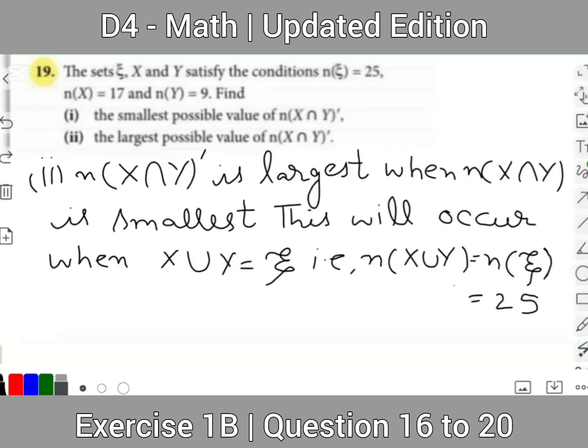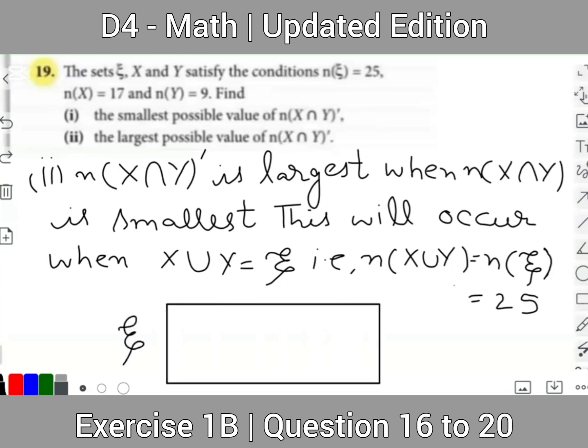To understand the situation in a better way, we will draw a Venn diagram. So for this, we will draw a rectangle representing the universal set eta. Inside it, we will draw two overlapping circles representing the sets x and y. Now we will fill in the respective information. The number of elements in the set x will be 16, and the number of elements in the set y will be 8, and their intersection is 1.